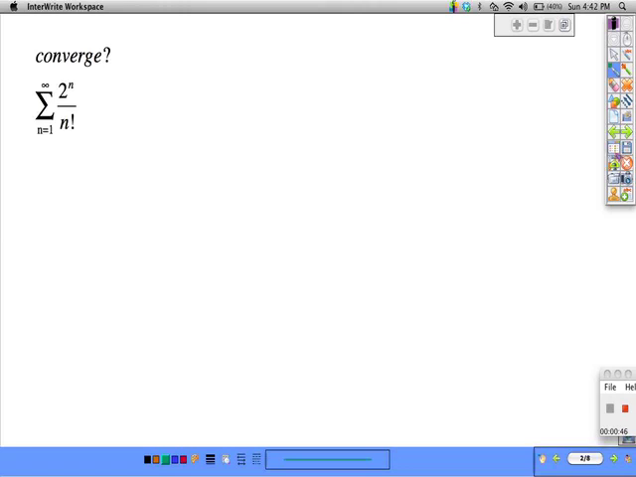So we want to know, does this converge? And we're going to use the ratio test to do this. So a sub n would be 2 to the n over n factorial. A sub n plus 1 would be 2 to the n plus 1 over n plus 1 factorial. Now to perform the test. And since I'll be taking a sub n plus 1 and dividing by a sub n, that's the same as multiplying by the reciprocal.